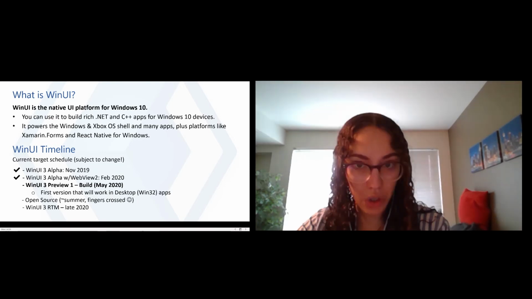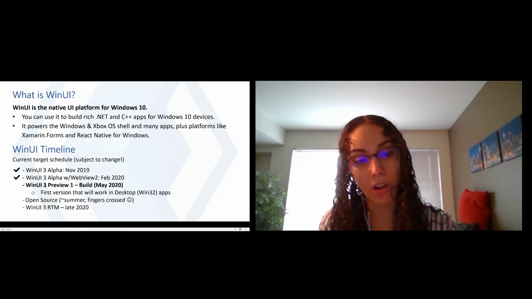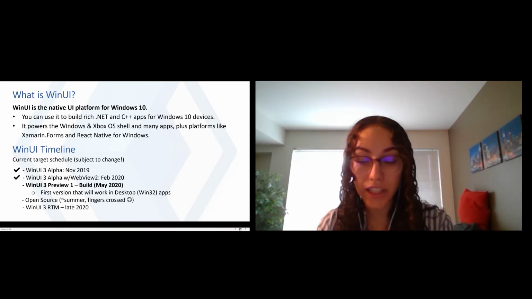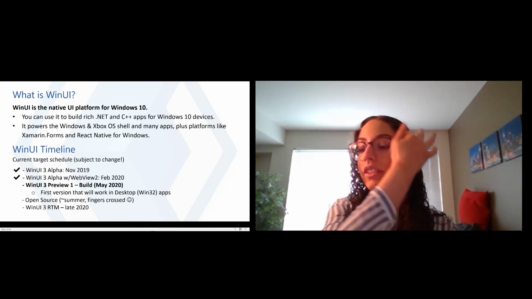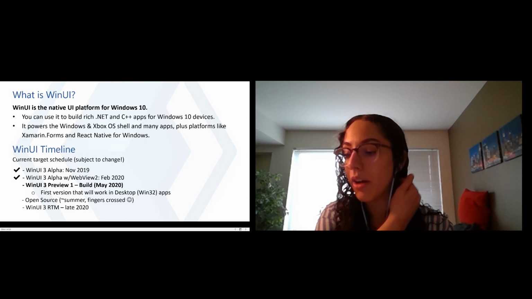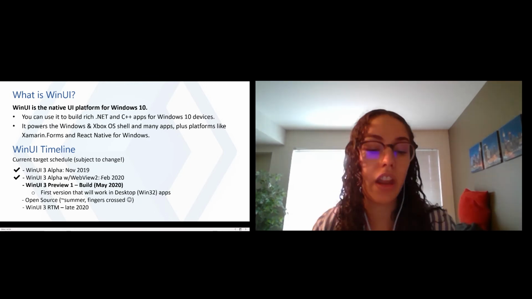Here's our timeline for WinUI. We released our alpha in November 2019, and then we released an alpha with WebView 2, which was a Chromium-based WebView, in February. We are on track to release Preview 1 at Build, which is next month already. Time flies. Preview 1 is actually the first version that is going to work in desktop apps. That will be really exciting. Then we have open source coming up in the summer, hopefully. And then release to market of WinUI 3 will be late 2020.